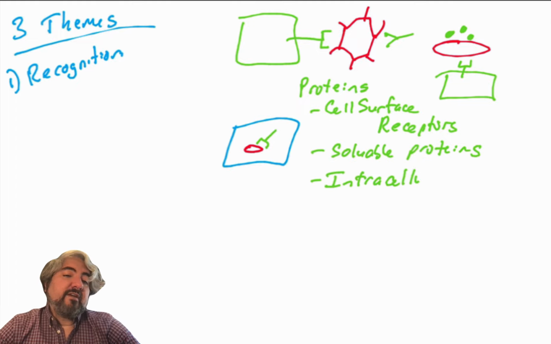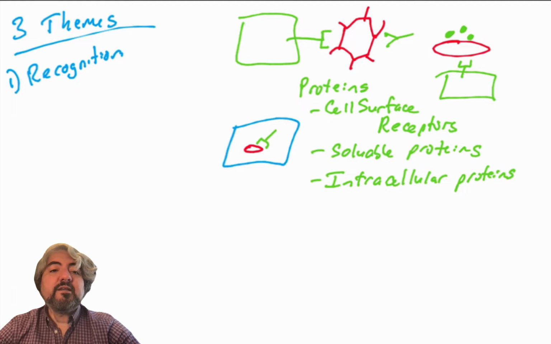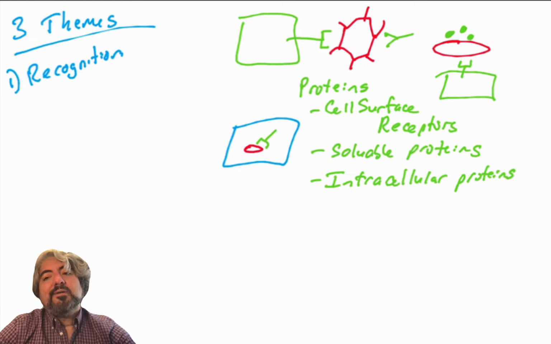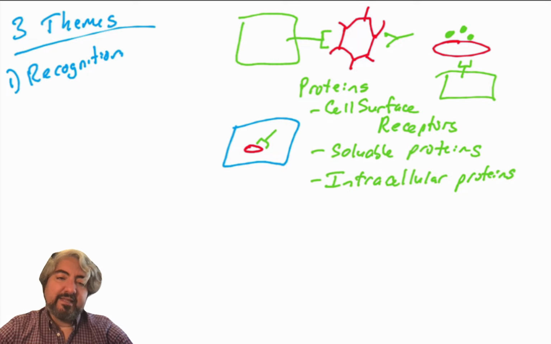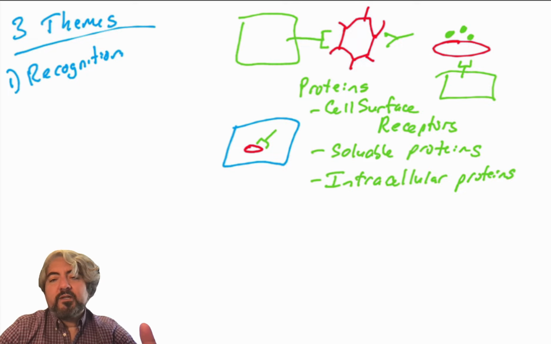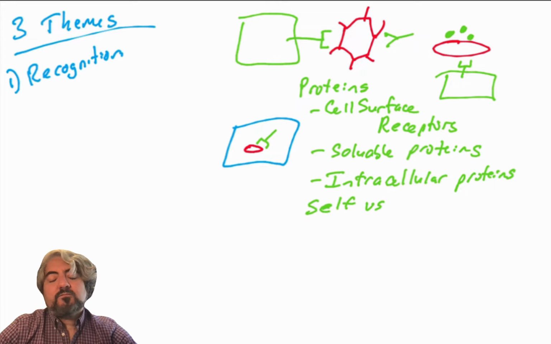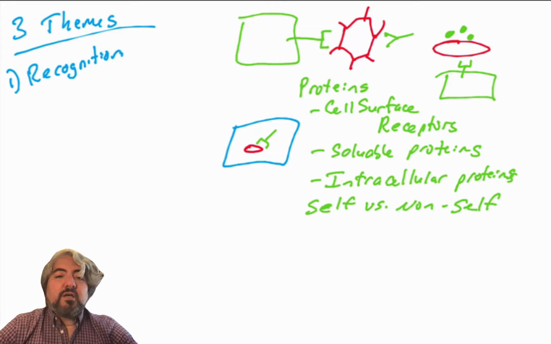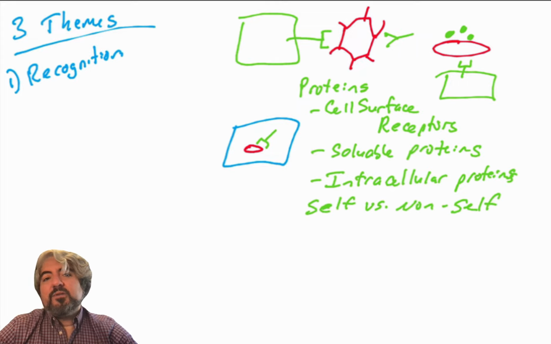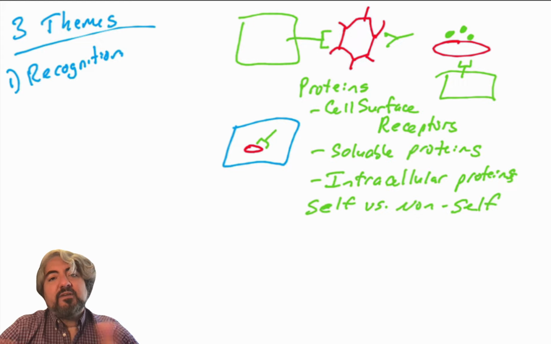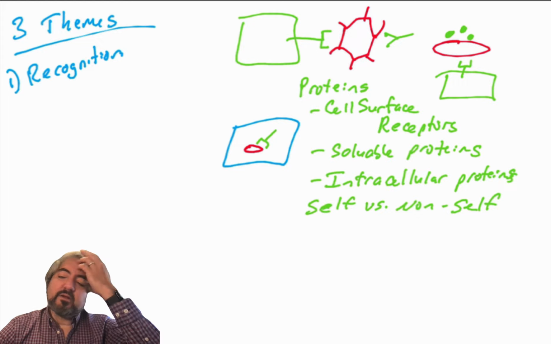We're also going to find proteins that are inside the cell, intracellular proteins, because pathogens can be inside our cells. So again, we need to be able to recognize that. So throughout the course, you're watching the videos, think about recognition molecules. And we will talk about autoimmune disorders where the immune system accidentally recognizes our self molecules and attacks our bodies. So it's important for the immune system to distinguish between self and non-self, and sometimes it doesn't do that very well.